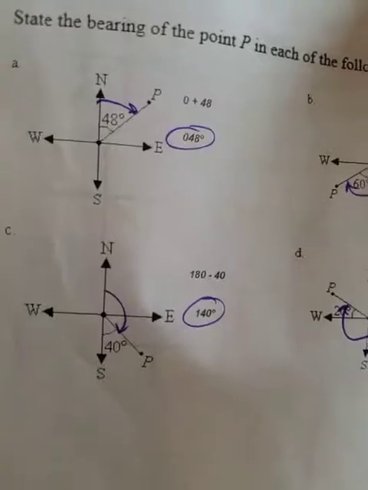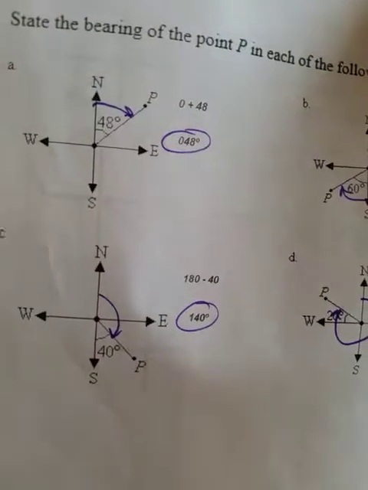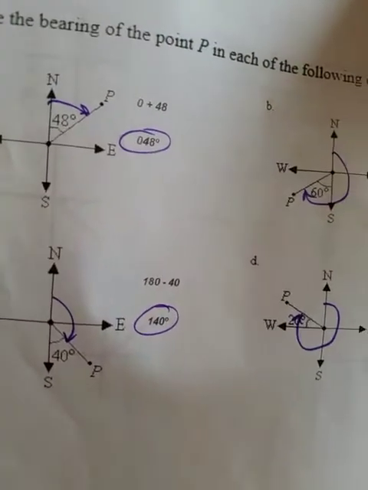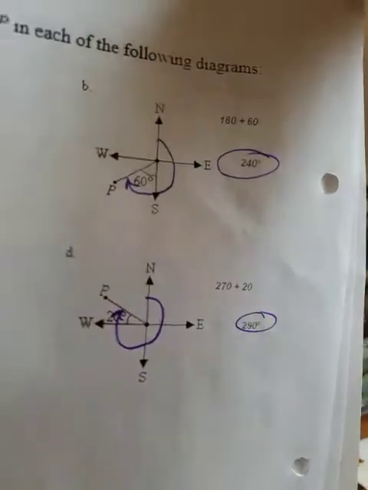That angle there from P to S is 40, but remember, it's always measured from the north. So your bearing is 140 degrees, 180 minus 40. And then your last one there, 290. I hope you're catching on. All right, this is hurting my hand to hold the paper up, but it's working.